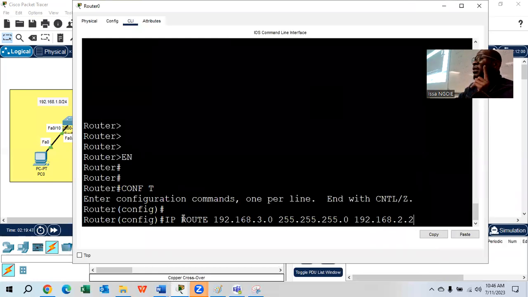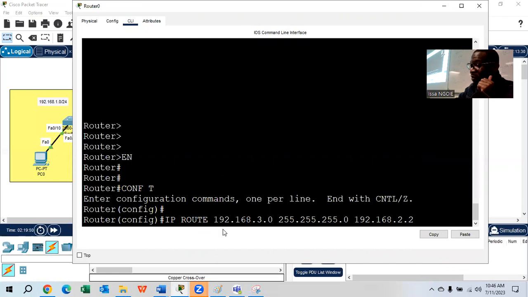So the syntax is IP route, destination network, subnet mask of the destination, and the incoming IP from that router, from that network, right? So I wanna reach you: IP route, your network, plus your subnet mask, plus the interface from your router where my data will come in. You can put the interface, the gigabit 0/2, or you can put the IP, but it's better to put the IP, right?